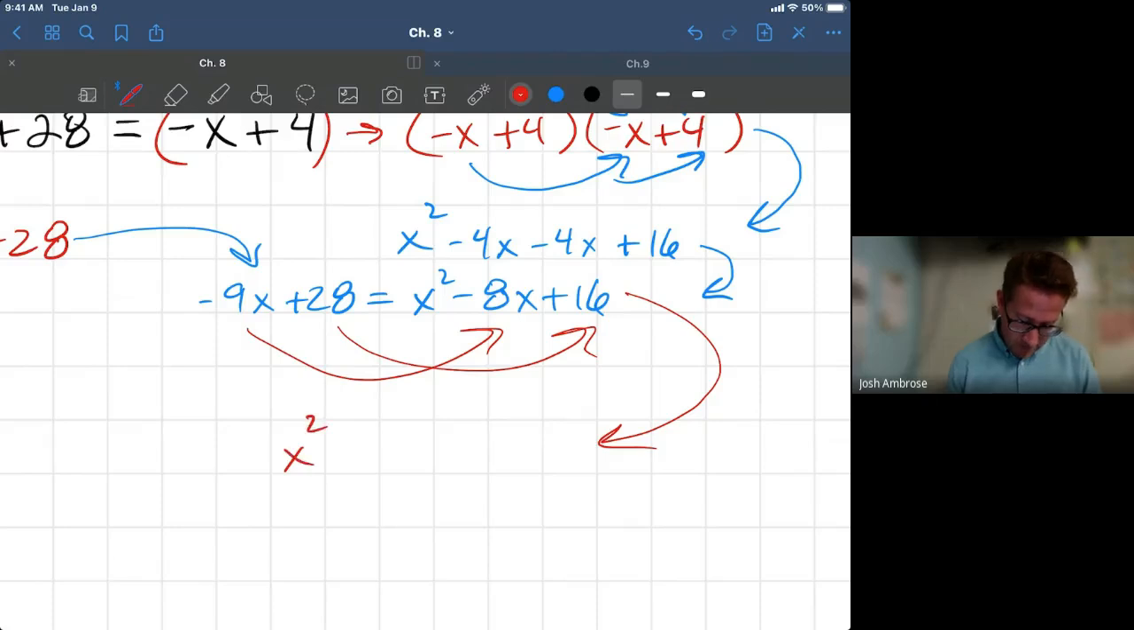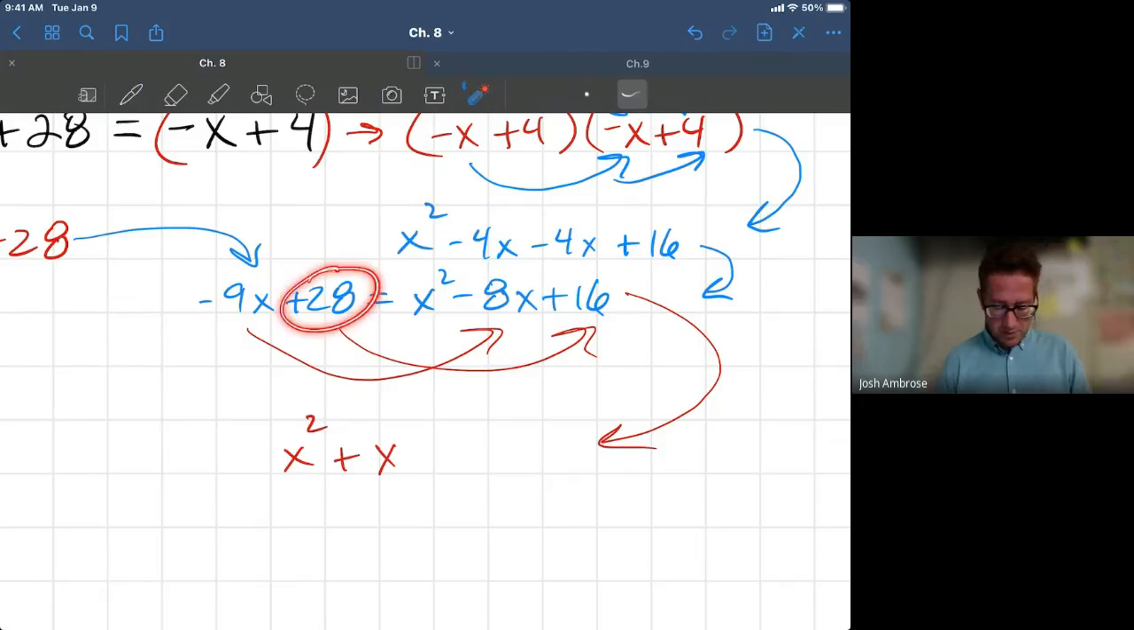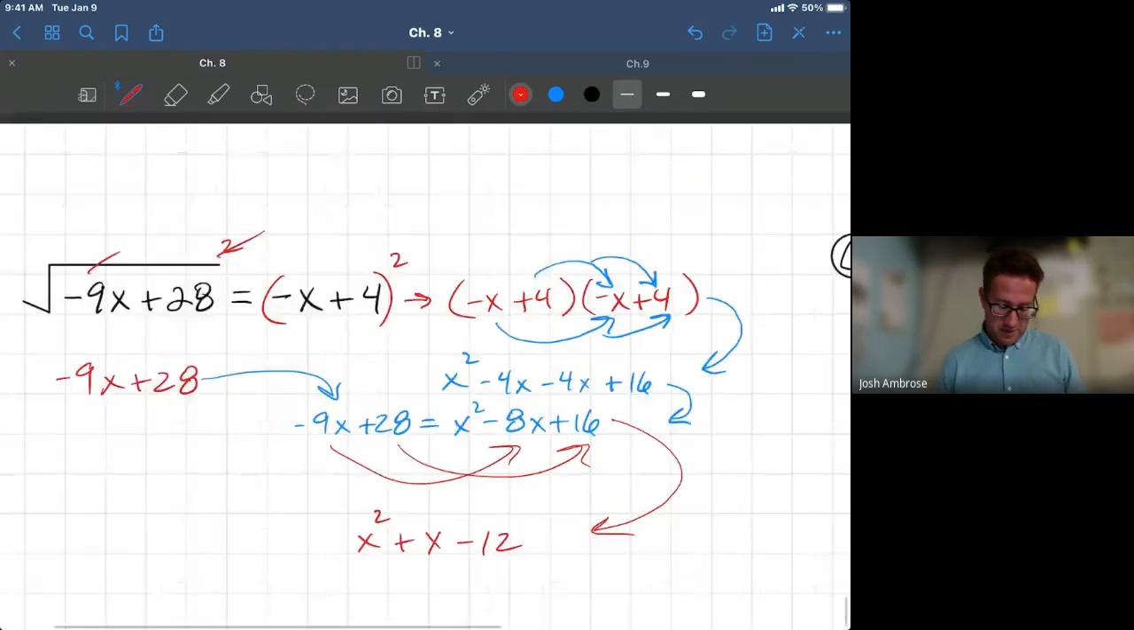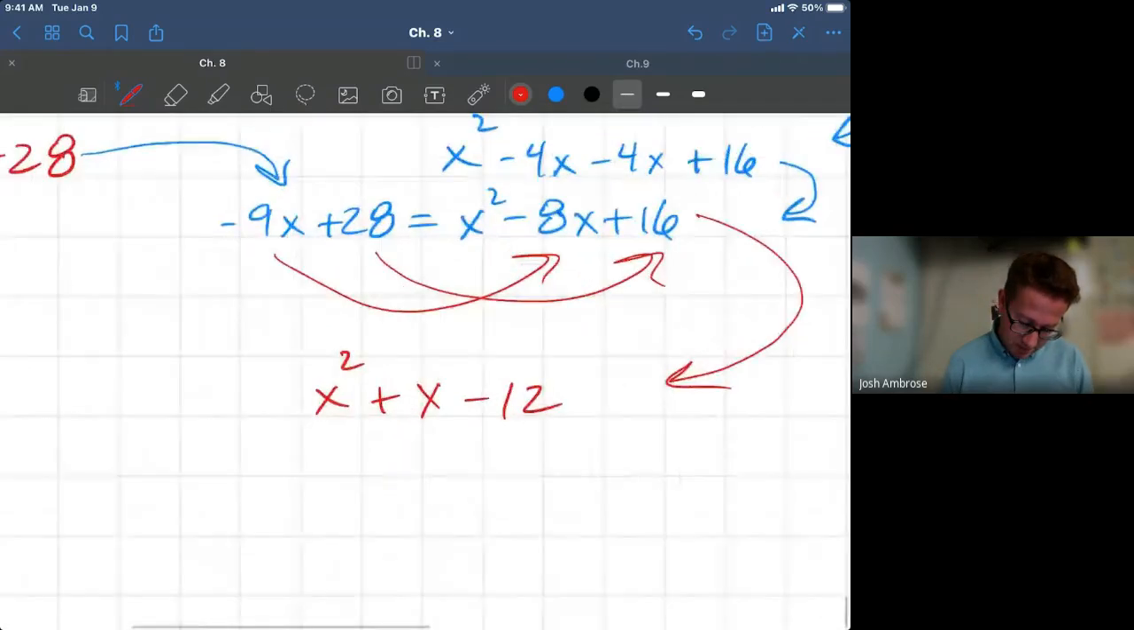All right, x squared drops down, nothing to go with. Negative 8, positive 9, just make a plus x, right? Negative 8 plus 9, positive 1. Now that's a 16, but when we move this 28 over, it's going to be a negative 28. So you're looking at a 16 minus 28, giving you a negative 12. This is now the trinomial that we're dealing with from everything at the beginning of the problem. Now this trinomial, I believe, will factor.